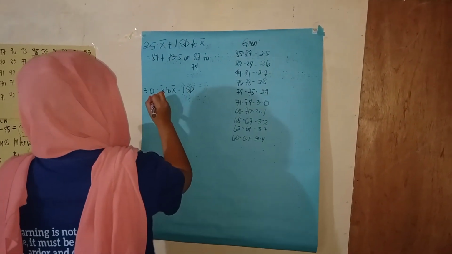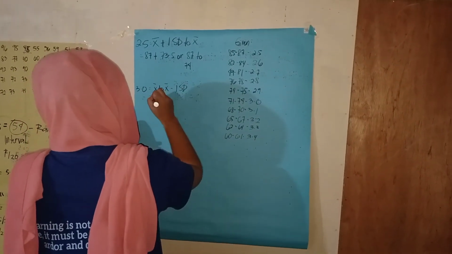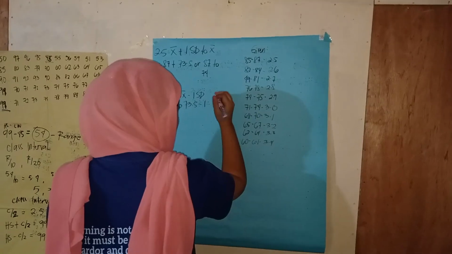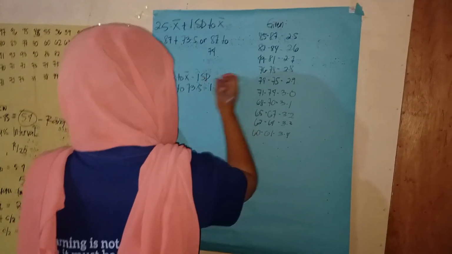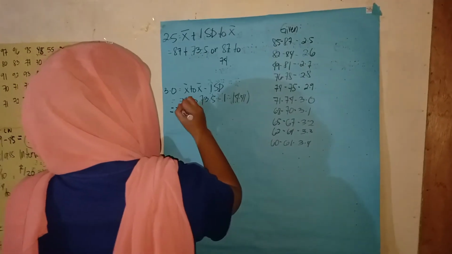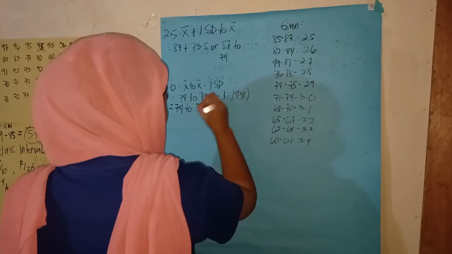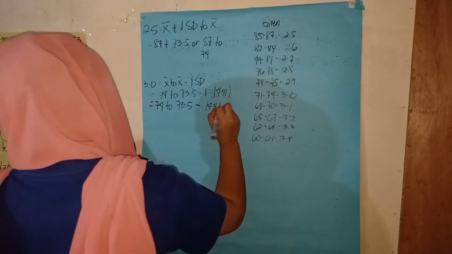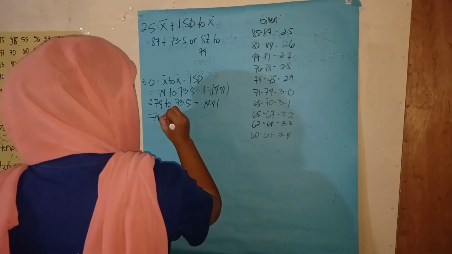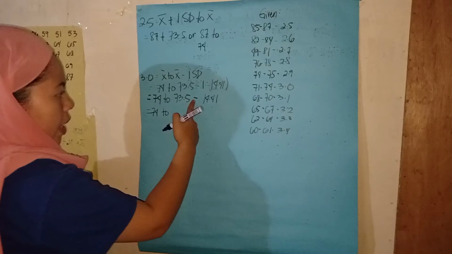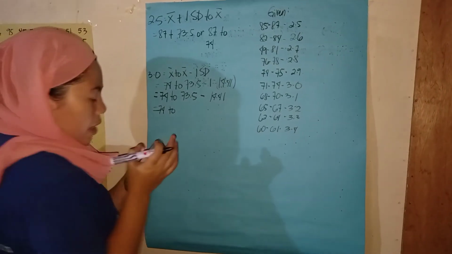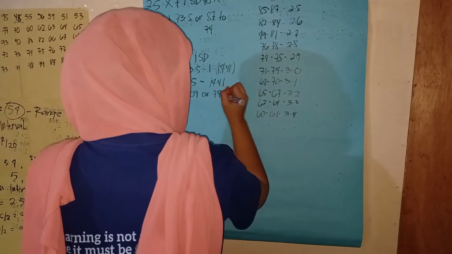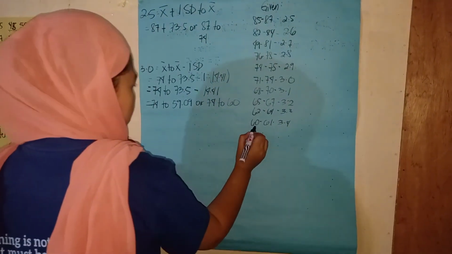So our given is 74 to our mean 73.5 minus 1 standard deviation 14.41 equals 74, our given, to 73.5, our mean, minus 14.41, our standard deviation, equals 59.09, or 74 to 60. So we get the answer.